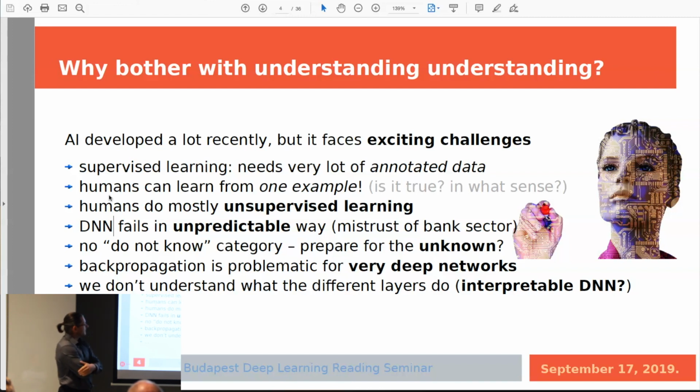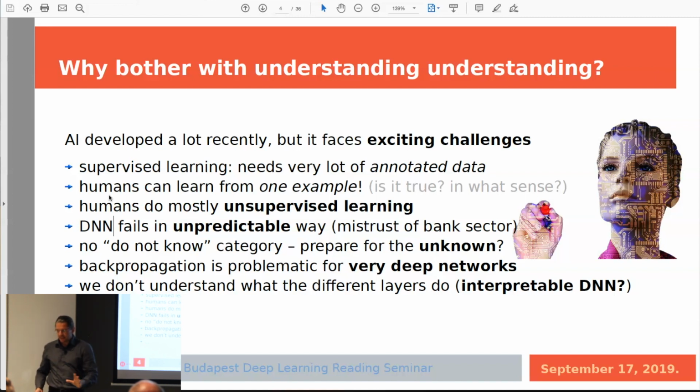Backpropagation. Everybody uses backpropagation, of course, but it is problematic for very deep neural networks. It's also true that there are developments in this field, but still it is a problem. And actually, we do not understand what the different layers do in a deep neural network. So the question is whether there exists an interpretable deep neural network or not, and so on and so forth. Everybody can list their own problems.